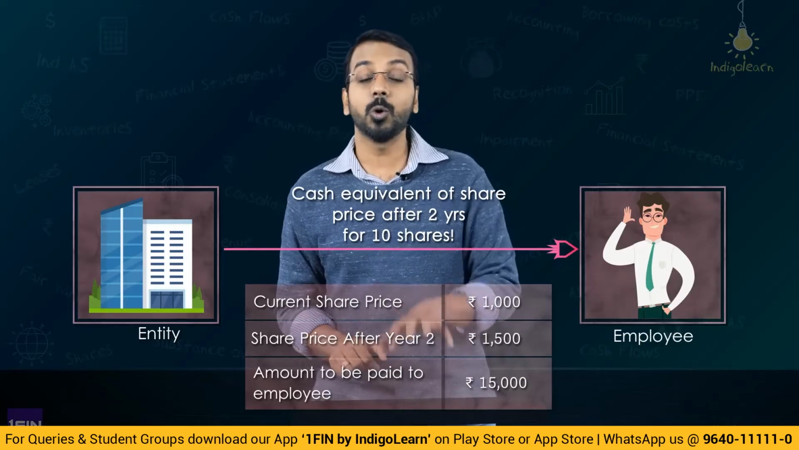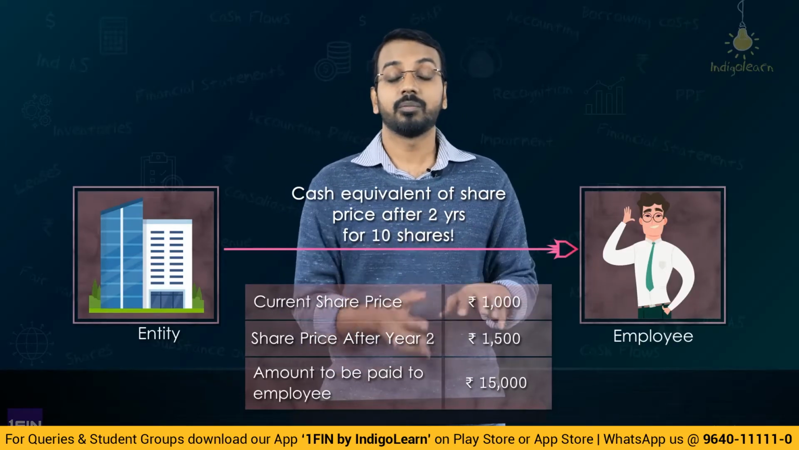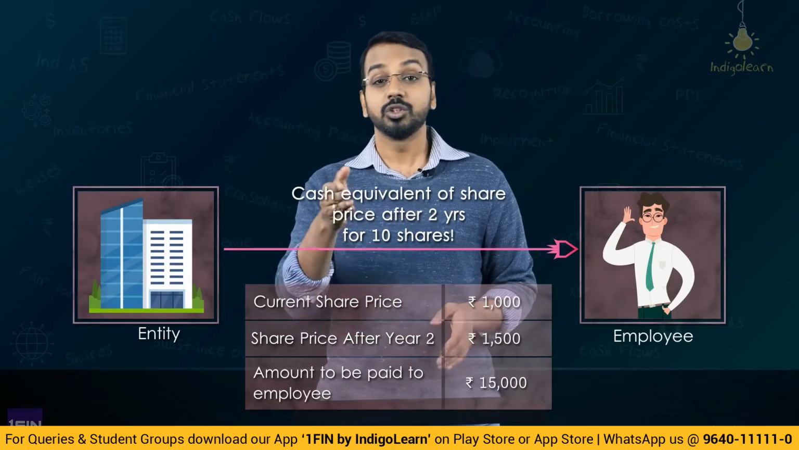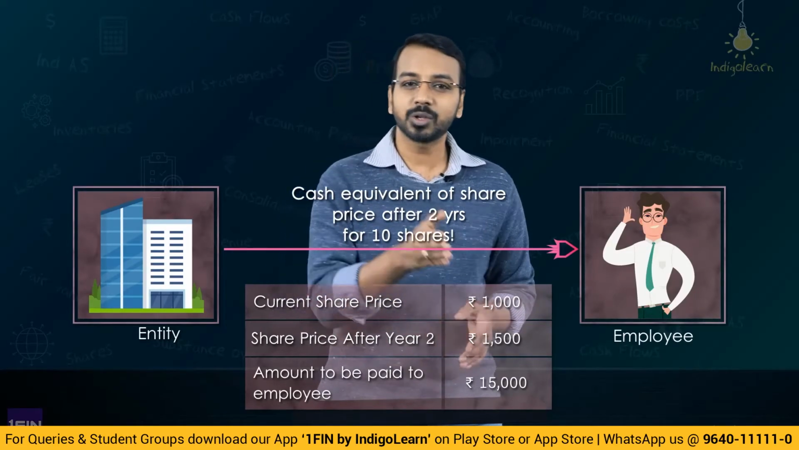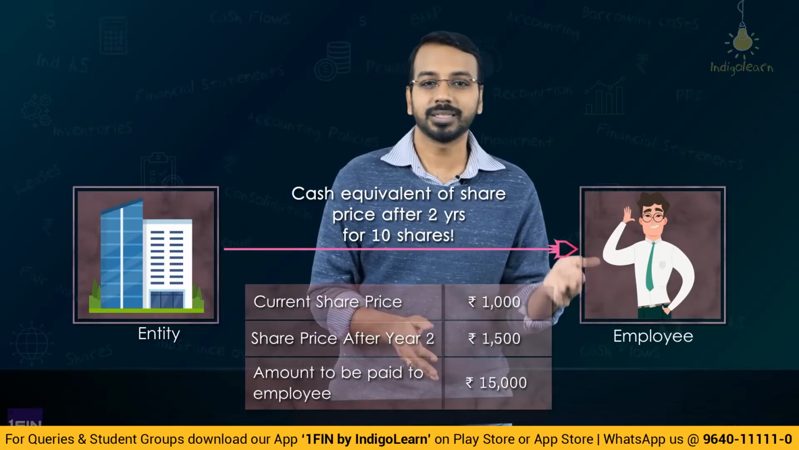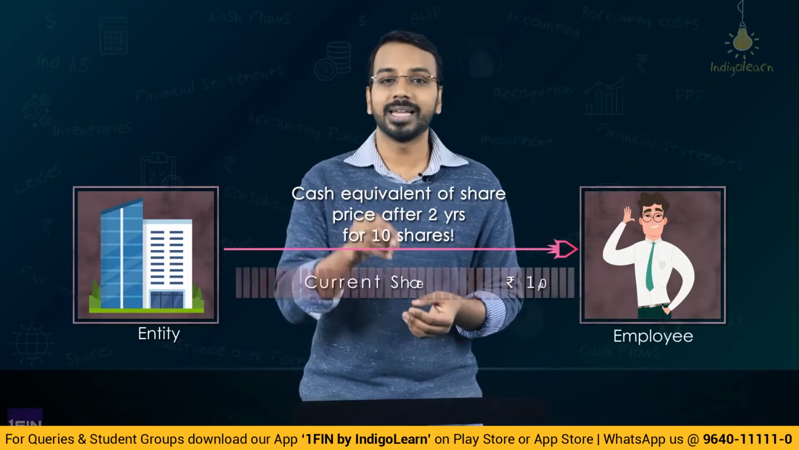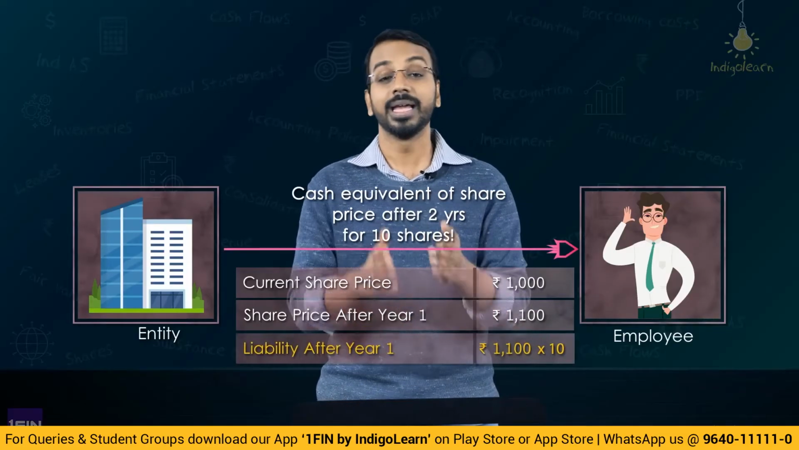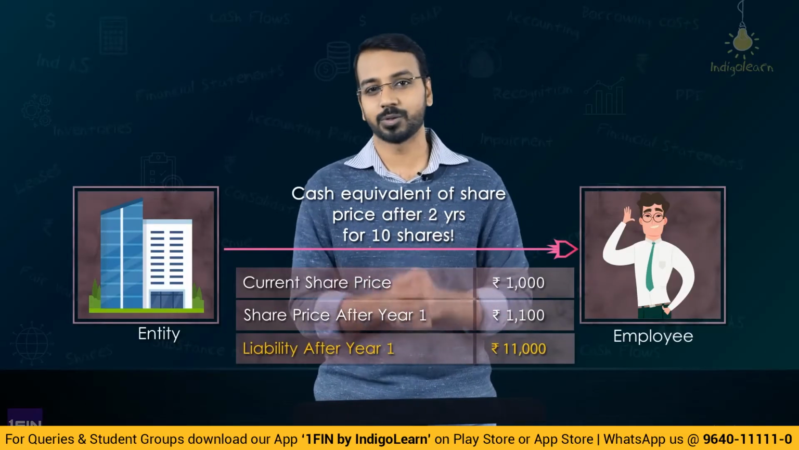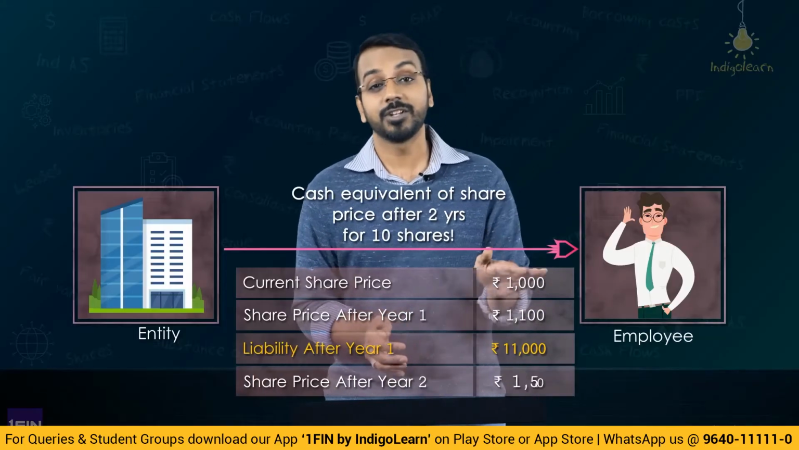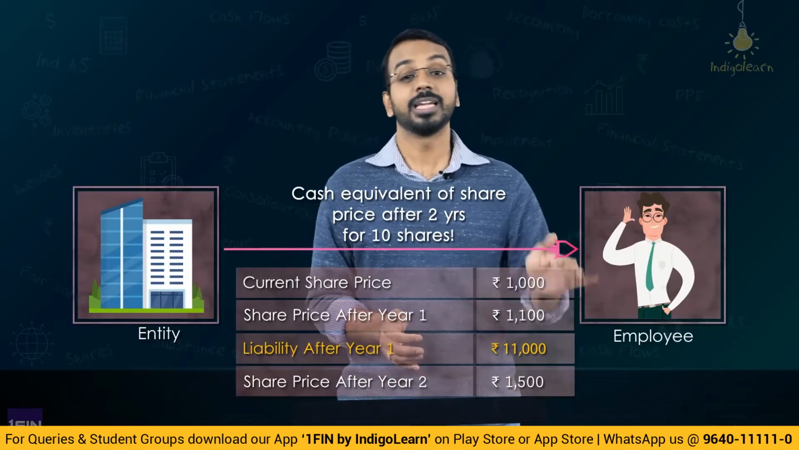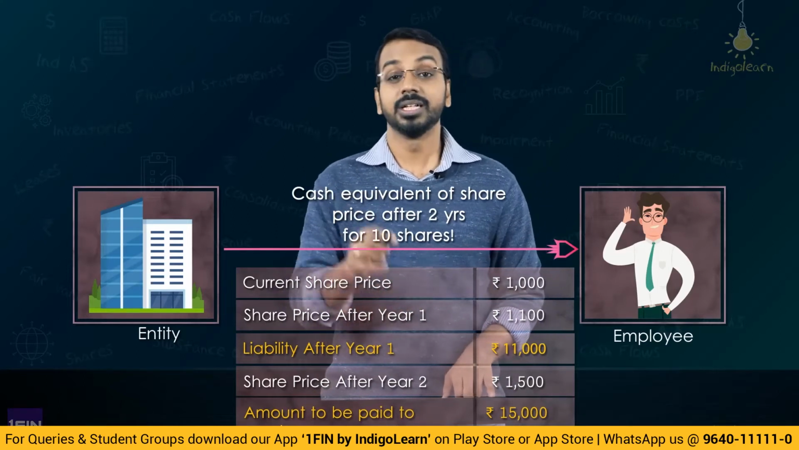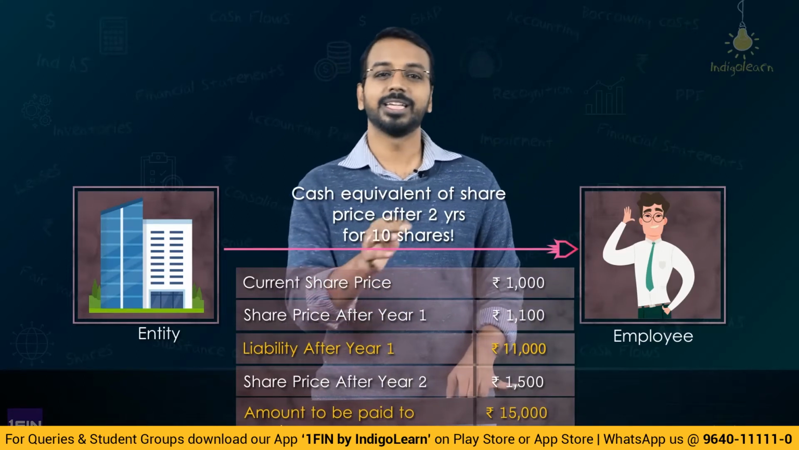But when it comes to something like a cash settled transaction, your liability keeps on changing depending on the changes in share prices. Say for example, at the end of year 1, the value is 1100. So your liability estimated would be 1100 multiplied by 10, 11,000. At the end of year 2, it became 1500. So 1500 multiplied by 10, it became 15,000. So like this, whenever there is a cash settled transaction, the value of liability keeps on changing.